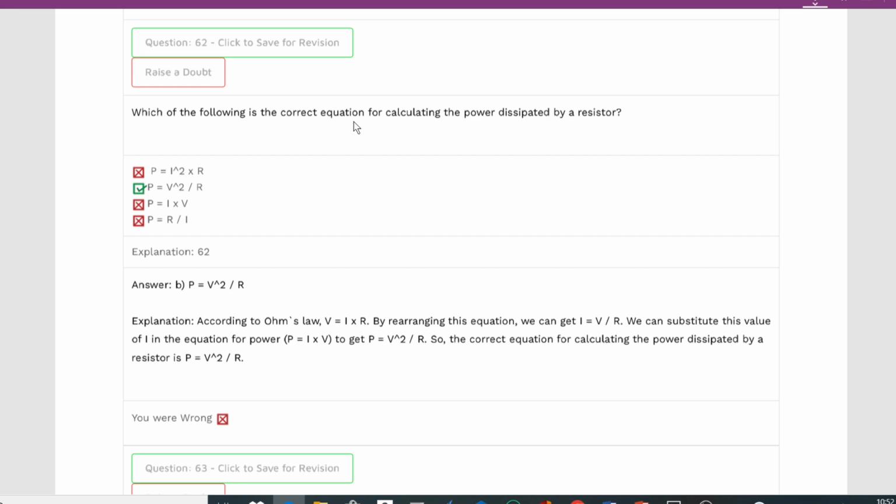Now which of the following is the correct equation for calculating the power dissipated by a resistor? Here P is equal to I square R, P is equal to V square upon R, P is equal to I into V, and P is equal to R upon R. Here we can see P is equal to I square R, P is equal to V square upon R, and P is equal to VI. These are all correct, but the most appropriate you can choose is option B here. P is equal to V square upon R.